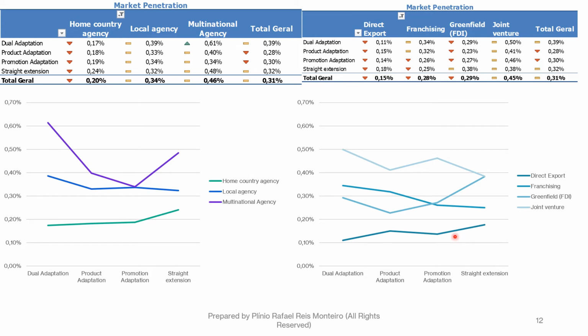And this means that with direct export, in general, you are less able to enter the market and to have market penetration when you compare to other approaches where you're really dealing directly with the market and selling directly there. So these are examples of the different performance achieved in the groups.